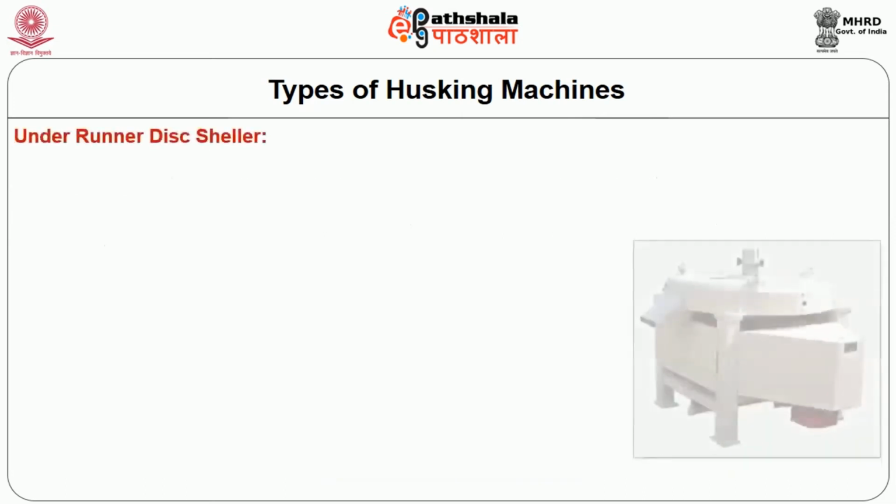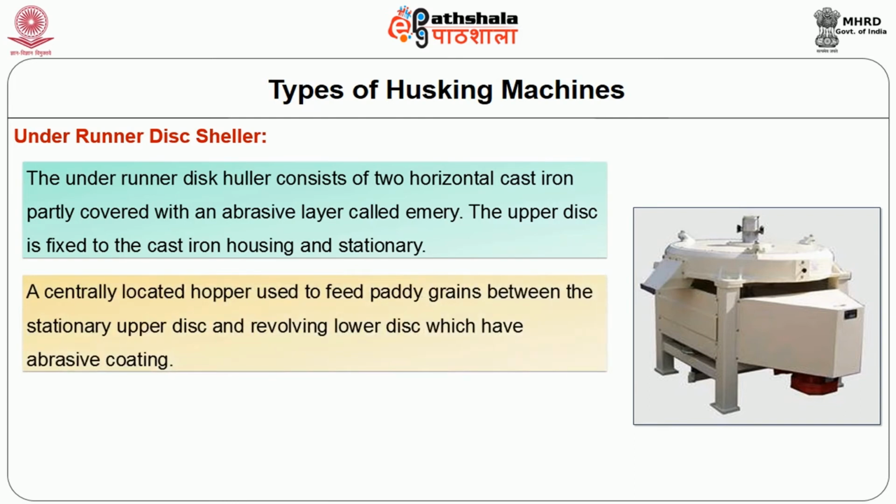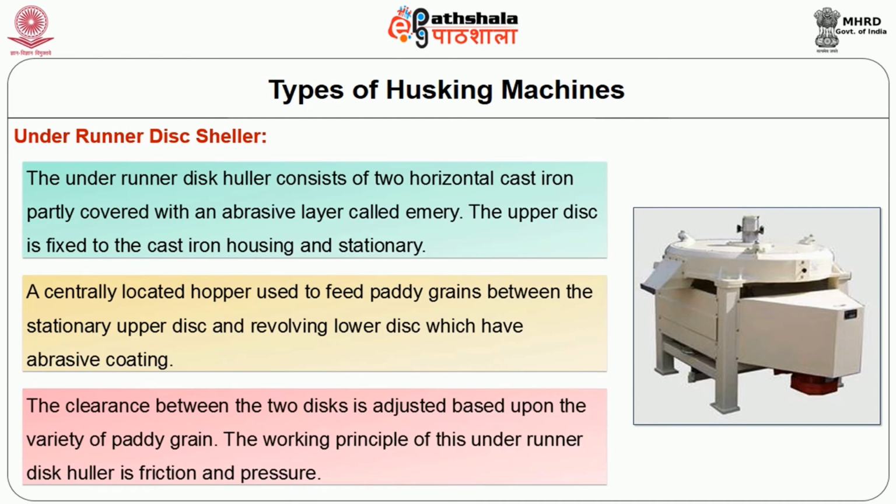Next, the underrunner disc sheller is a very commonly used huller in Asian countries. The underrun disc huller consists of two horizontal cast iron discs partly covered with an abrasive material. The upper disc is fixed to the cast iron housing and is stationary. A centrally located hopper is used to feed paddy grain between the stationary upper disc and the revolving lower disc, which have an abrasive coating. The clearance between the two discs is adjusted based upon the variety of paddy grain.